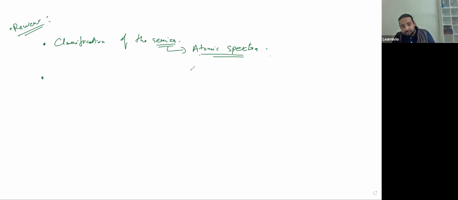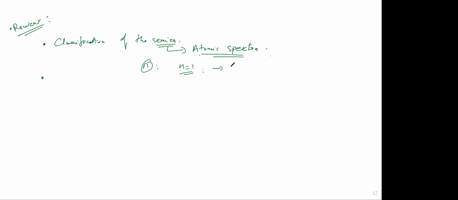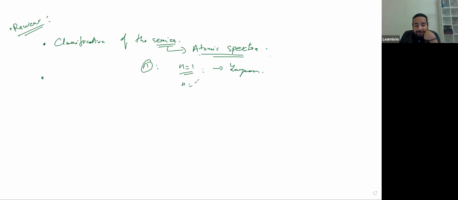We classified things on the basis of the energy level that things are coming down to. Let's say it starts with some n energy level and ends at n equal to 1. Such a transition is called, what was it called? I forgot. Lyman series. Then Balmer series, then you have Brackett series for n equal to 4, and so on. So that was the total distribution.